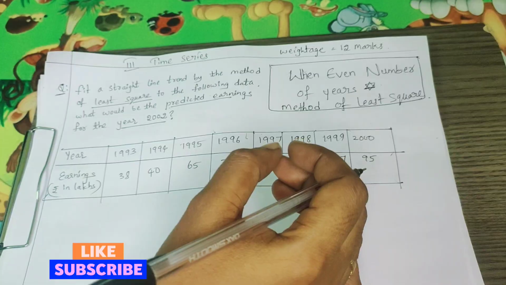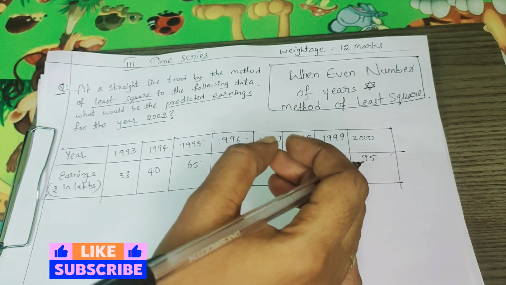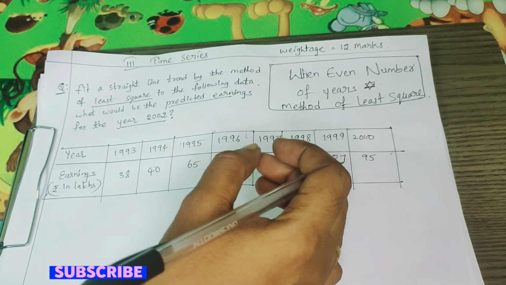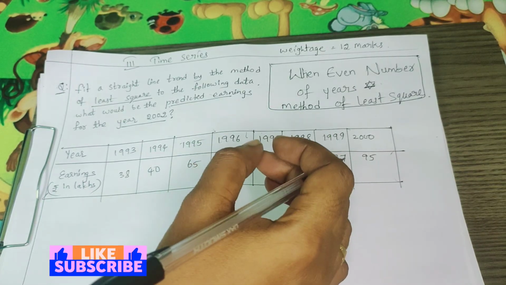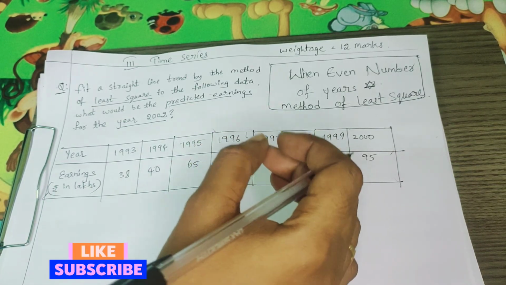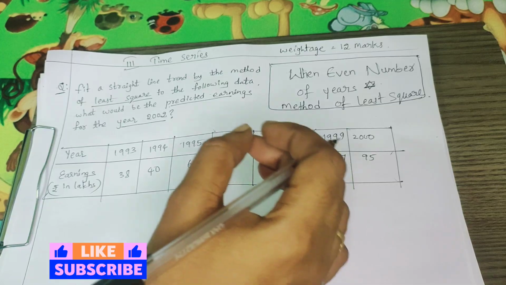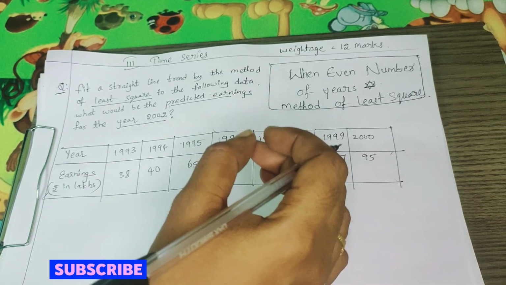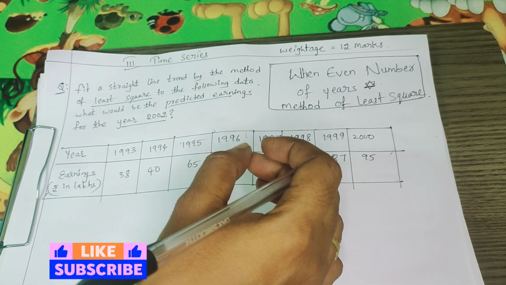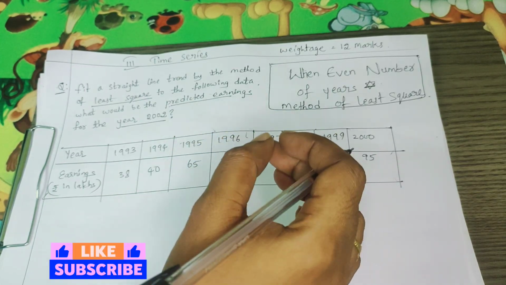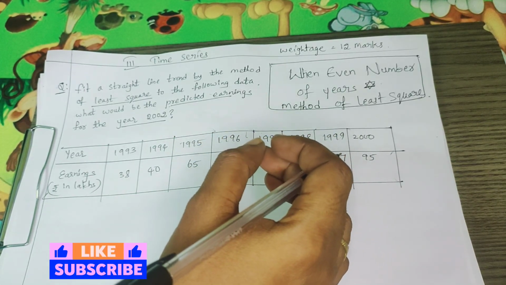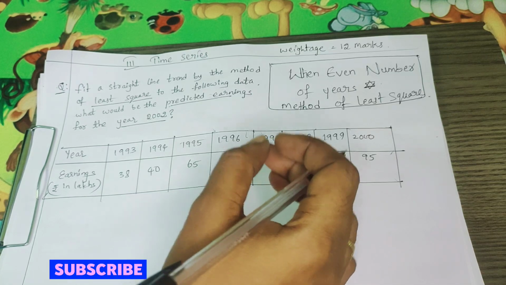In the last video, I uploaded least square method in time series. In that least square method, we have two types of problems. One is when odd number of years given and second one is when even number of years given. In the last video, I uploaded when odd number of years given. In this video, we are discussing when even number of years given. So if you have even number of years, how to do solution?